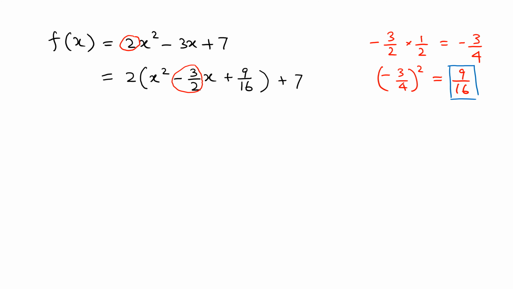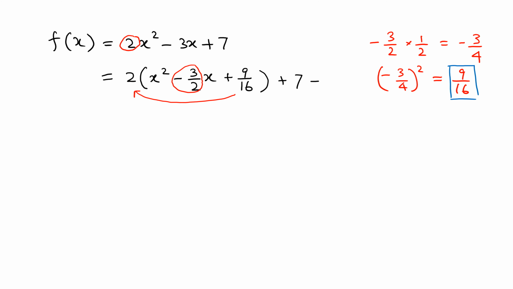Now what we can do is add and subtract. But be careful when you add that term. Actually, we add this times that, so you can see there's a multiplication. We did not just add this, we added 9/16 times 2. So that means we have to subtract that whole term.